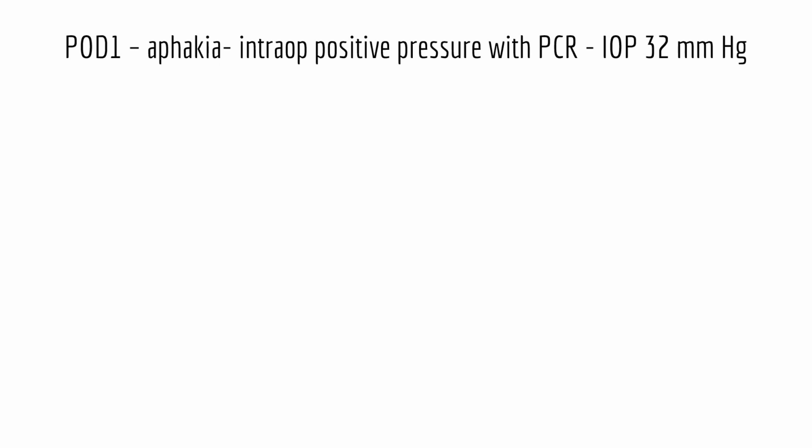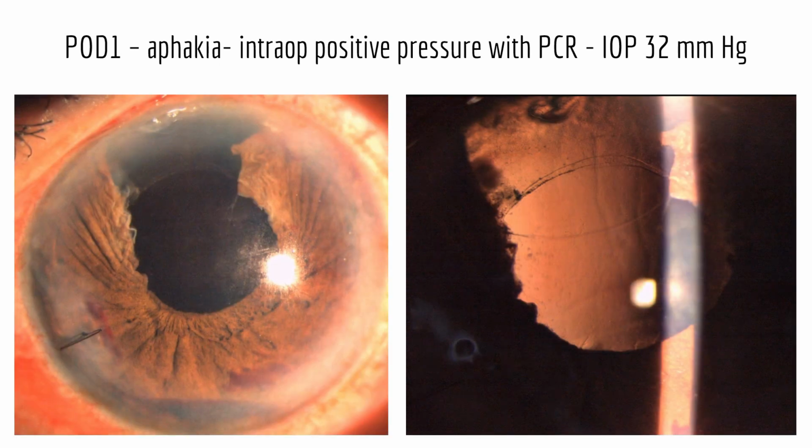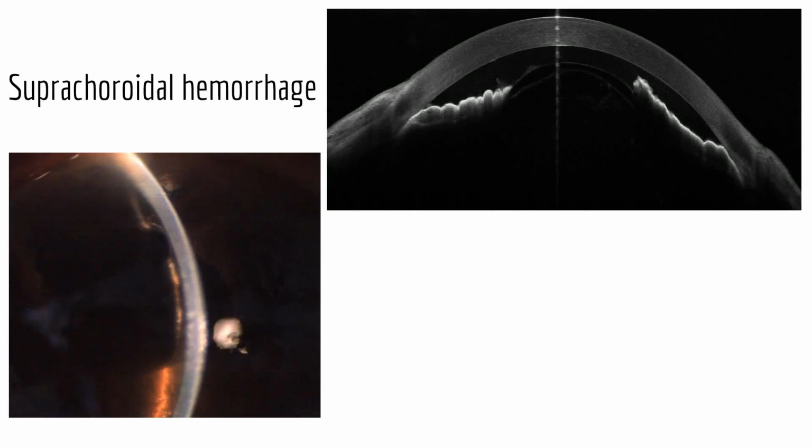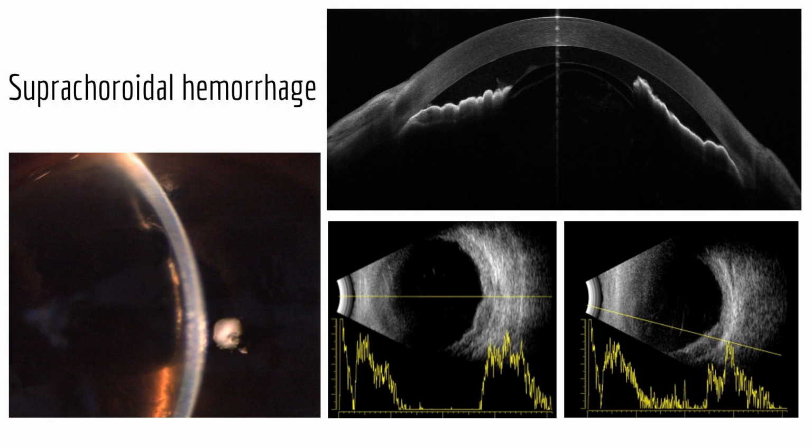This is POD1 picture of a patient who had severe positive pressure with pain on table and IOL implantation was deferred. Slit lamp examination showed a uniformly shallow AC with vitreous prolapse through the PCR. B scan showed a localized aborted suprachoroidal hemorrhage.